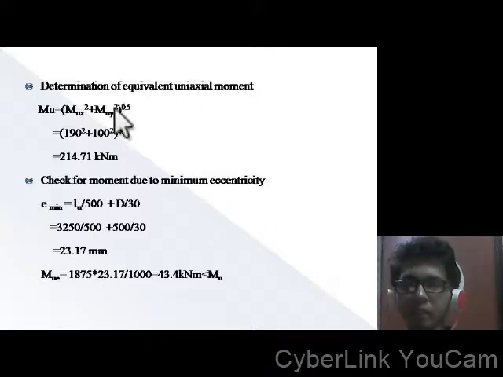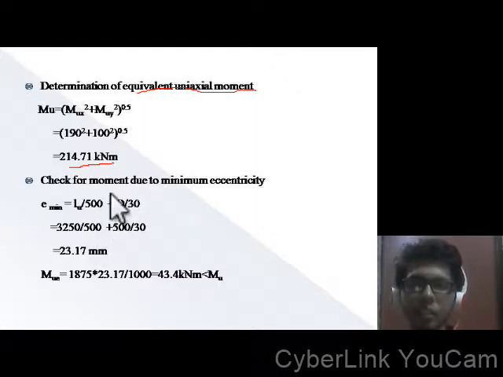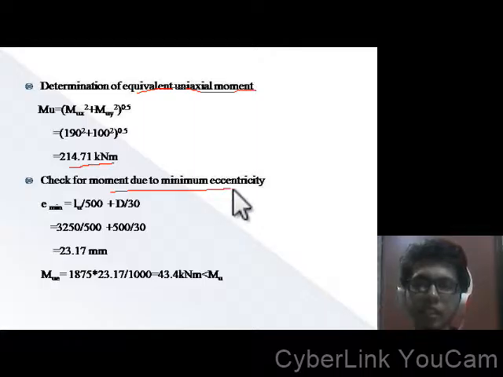We are given two moments, that is MUX and MUY, in the question. So first of all, what we have to do is the determination of the equivalent uniaxial moment. We will determine the equivalent uniaxial moment by this equation, that is Mu is equal to the square root of MUX square plus MUY square. From that we will get the equivalent uniaxial moment as 214.71 kilonewton meter.